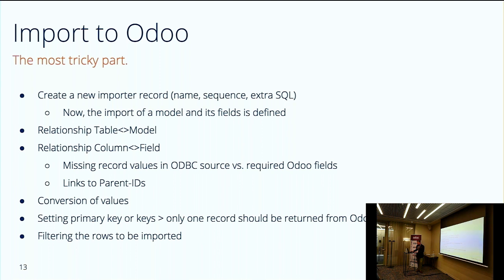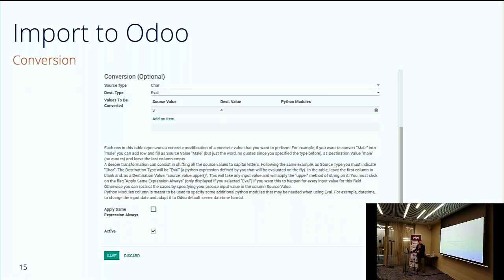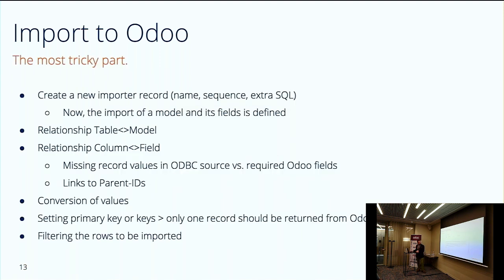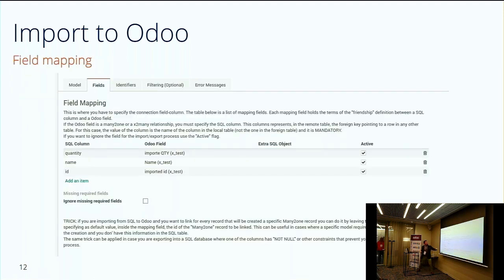What you also can set here is the primary key or the primary keys you need to have for the record in Odoo. So this is on the tab, I'll show you here. The identifiers. Here you set the primary keys.